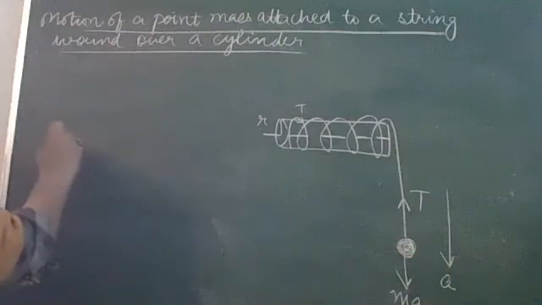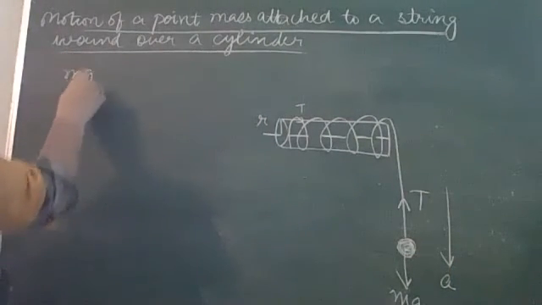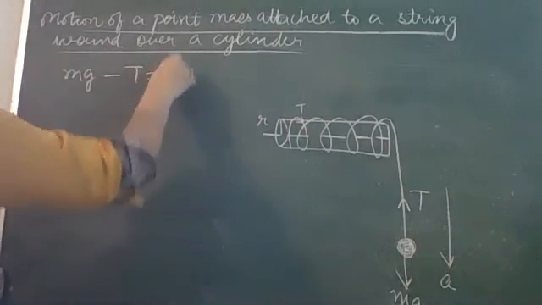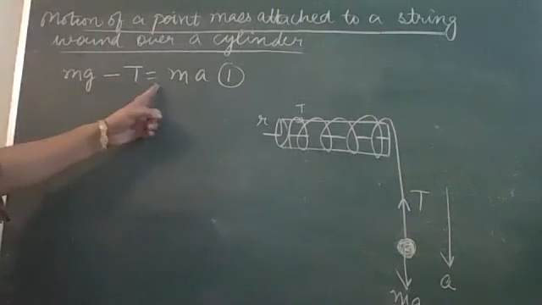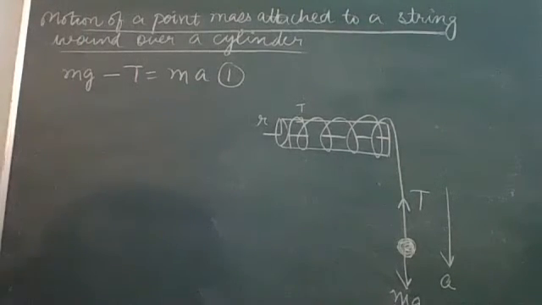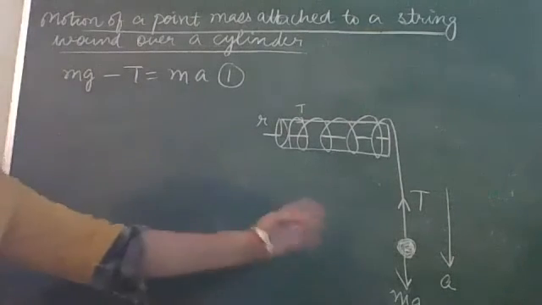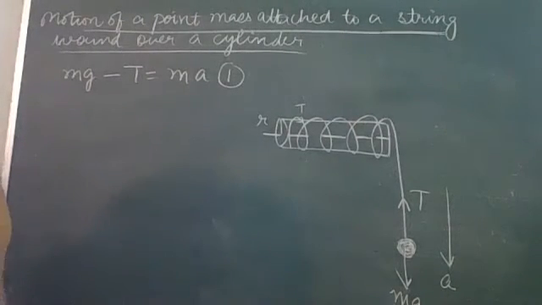So how can we write the equation? Mg minus T is equal to Ma. Say this is equation number 1. Mg minus T is equal to Ma. This is equation number 1. You know how to write the equation? Is that clear to you? All right.